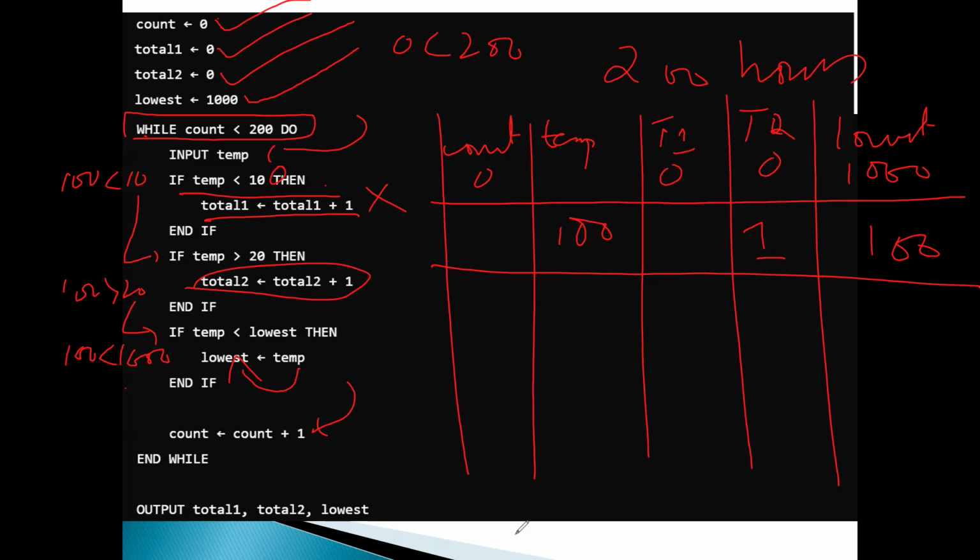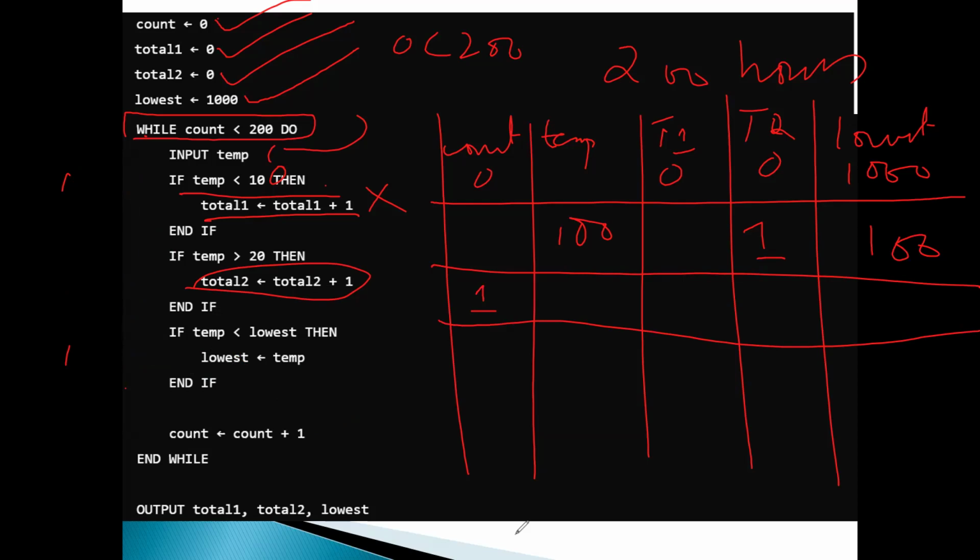Now, count will update. Count value will be 1. So control will go upside. Now count value is basically 1. So 1 less than 200. Is this true or false? True, na? The control will come here.